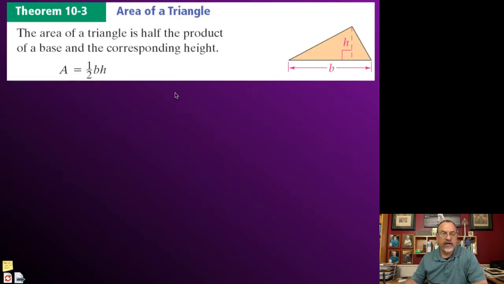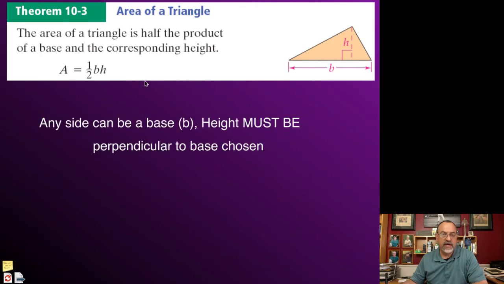The area of a triangle is simply 1/2 the base times the height. Again, the same properties apply. The base and the height that you use must be perpendicular numbers, and you simply take 1/2 of those. Again, any side can be a base. As long as you have a height that's perpendicular to that base, you have the values that you need. And really, if you look at this, it looks to be very similar to the parallelogram. It's just the base times the height and then taking 1/2 of that.